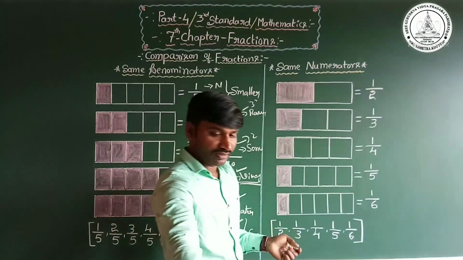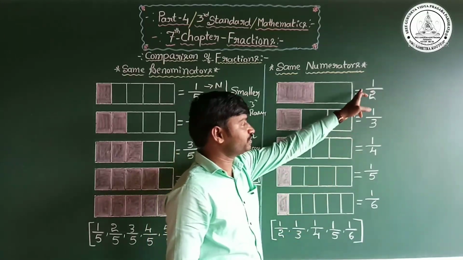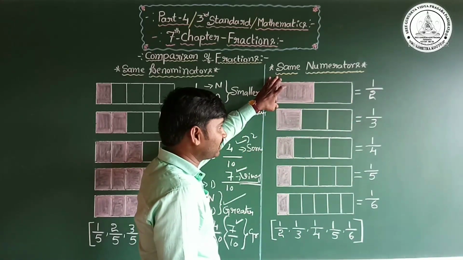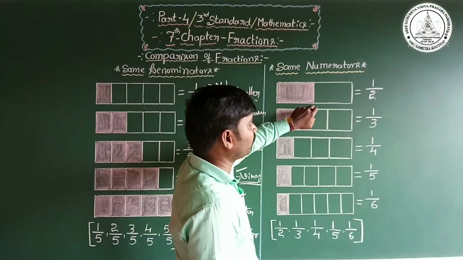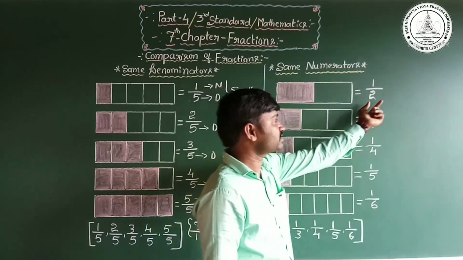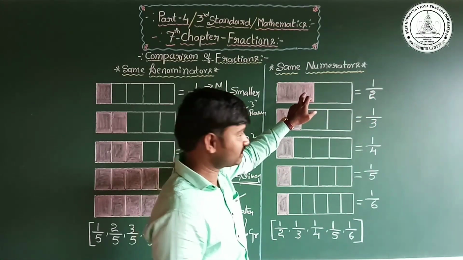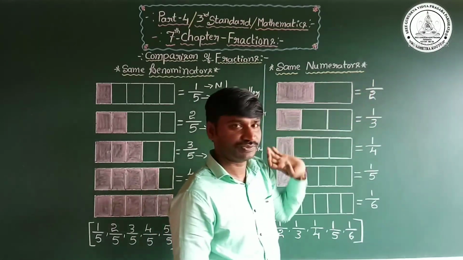Here is one of the fractions, 1 by 2. Here this is one rectangle. In this rectangle we are divided into 2 equal parts. Yes, how many parts? 2 equal parts. But one of the parts is shaded. Yes, we call this 1 by 2.